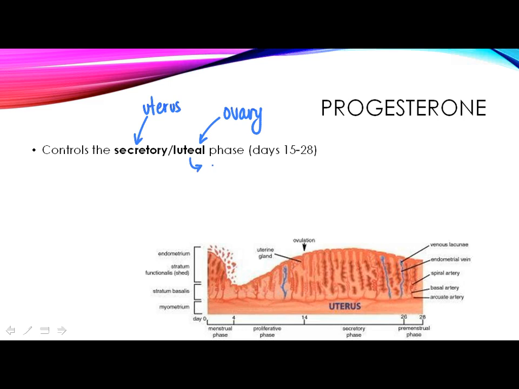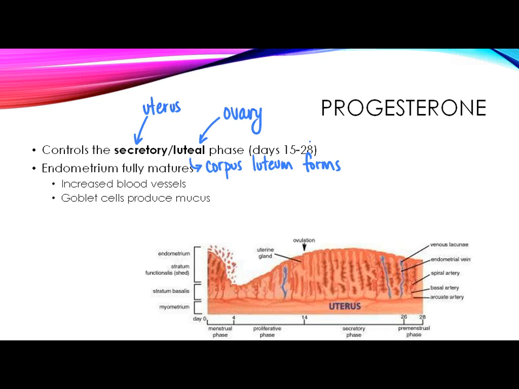Luteal phase is the corpus luteum forming. And I'm not going to talk about that in this slide. We're going to talk specifically about the secretory phase. What happens in the uterus with the secretory phase, and this is days 15 to 28, so it's the back half of the female reproductive cycle, is the endometrium. So now we're talking about that phase. Secretory. The endometrium fully matures.